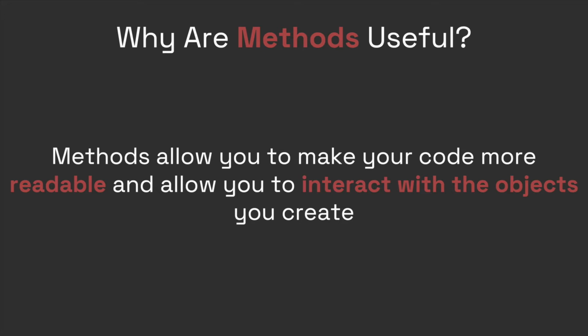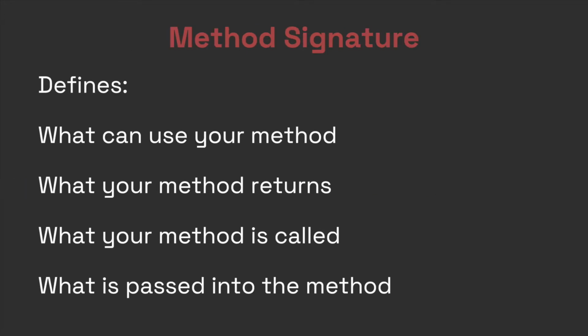And just a side note too, any code that I will show in this video will be based around Java. However, these ideas apply to other object-oriented languages as well. Let's talk about what a method signature is. Method signatures are a part of how the method is defined and what it can do.